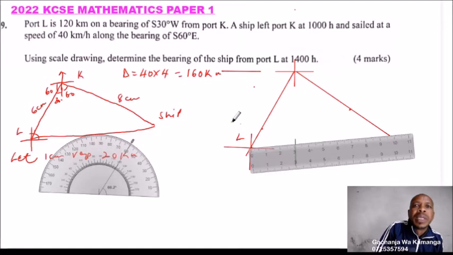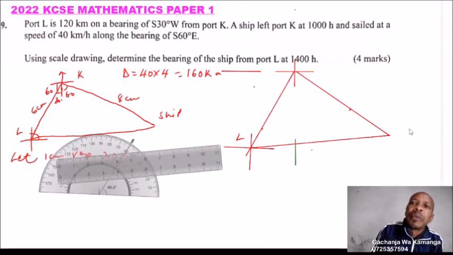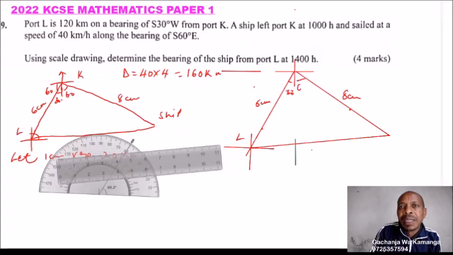So we now have it like that. I think this was better. Now following, this is where we have the ship. So this is 8 centimeters, 6 centimeters. This angle here is 30, and this angle here is 60. So if you do it correctly, then this is a bearing.